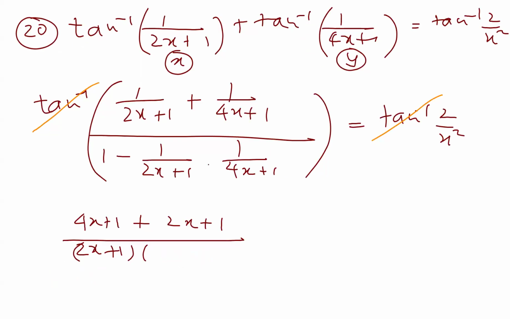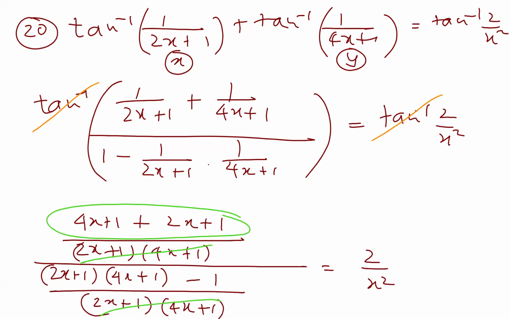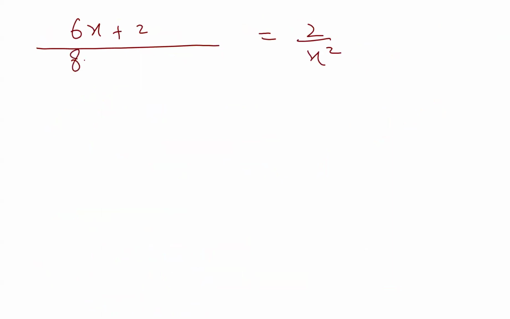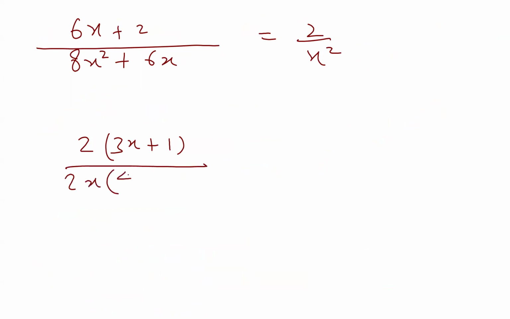Upon this part, which is 8x square plus 6x plus 1 minus 1. That is 8x square plus 6x. Take 2 common, 3x plus 1. And then take 2x common. So this will be 4x plus 3, equal to 2 upon x square.